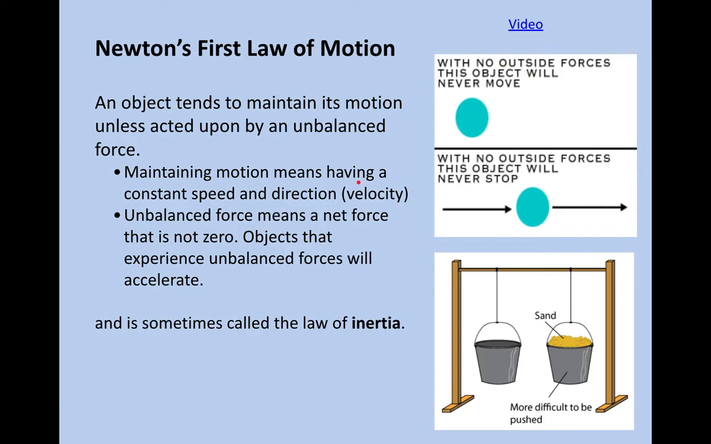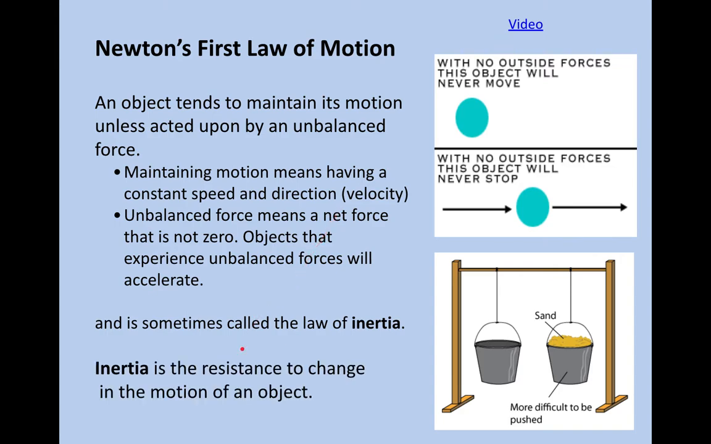So we call this the law of inertia, and inertia is the resistance to change in the motion of the object. Another example here: we have two pails that are being hung on a string. This pail has no sand in it, the other pail has sand. The pail with sand will therefore be harder to push because it has more mass, therefore it will have more inertia. So the greater an object's mass, the greater its resistance to change by unbalanced forces.